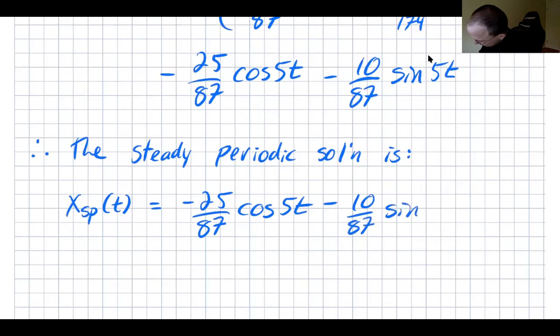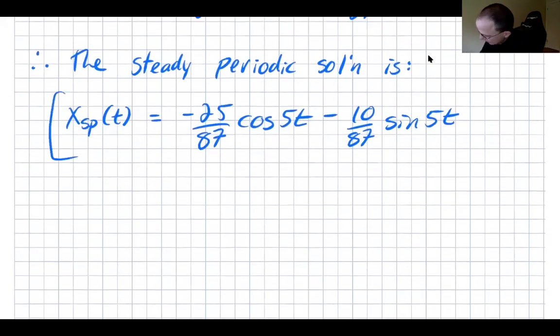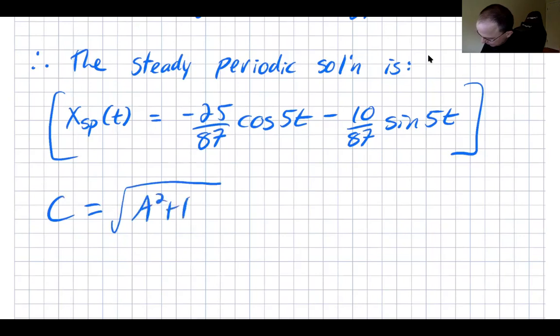So let's go ahead and write this in the standard form. So how does this work? Okay, so what we need to do is we need to figure out what the C is. So the C is going to be the square root of A squared plus B squared, where this is the A and this is the B. So let's write that in.